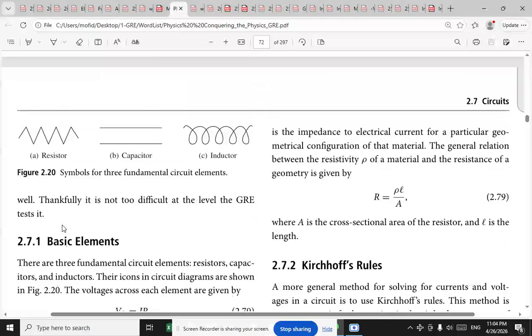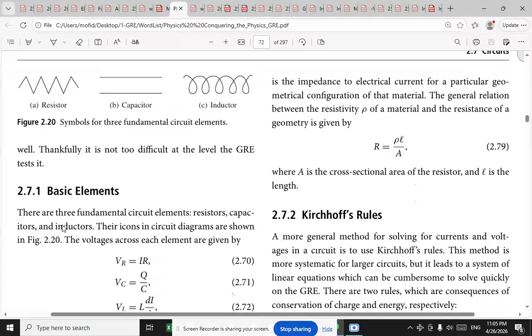The general relation between the resistivity rho of a material and the resistance of a geometry is given by R equals rho L divided by A. Rho is the resistivity, L is the length of the wire, divided by A, the cross-sectional area of the resistor.